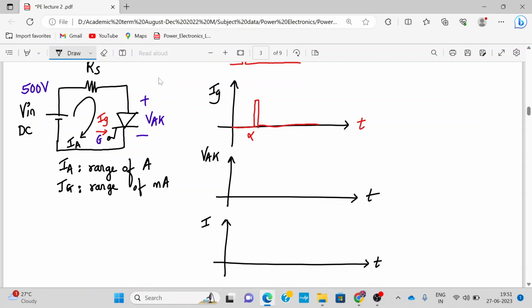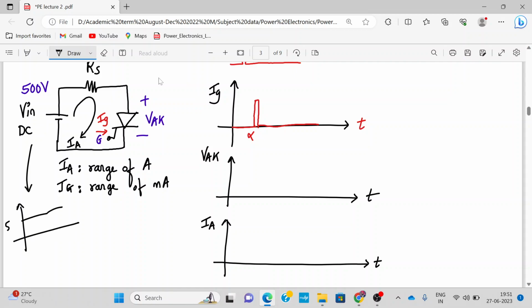Alright, I hope that this is understood. We have to plot the voltage across the SCR and the current flowing to the SCR or the circuit. So let's just think about it. Alright, so we have applied DC input voltage. So there is only DC input, which means it will be something like this.